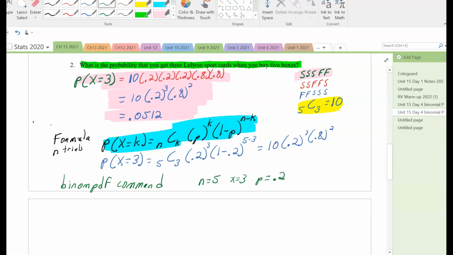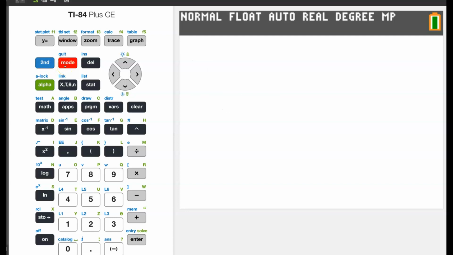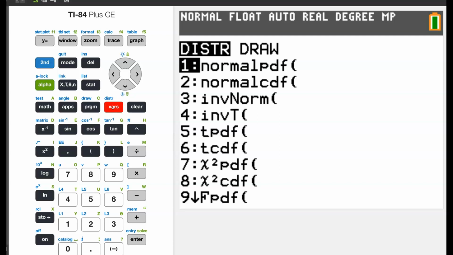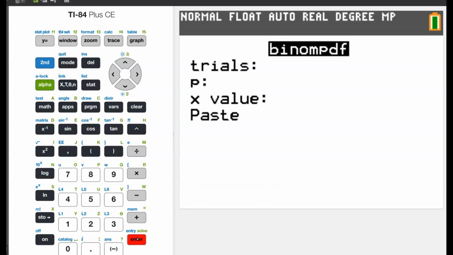So I'm going to do this first on the TI calculator, and you may want to take some notes on the commands. So on the commands, you're going to press second distribution, which is that red button, vars, and Binomial Pdf is letter A. So you can scroll up or down to letter A, or you can press alpha A. Some calculators are going to have this menu, so there were 5 trials, you're buying 5 boxes. The probability of success was 0.2, and you wanted 3 successes. And then you're going to press enter and paste.